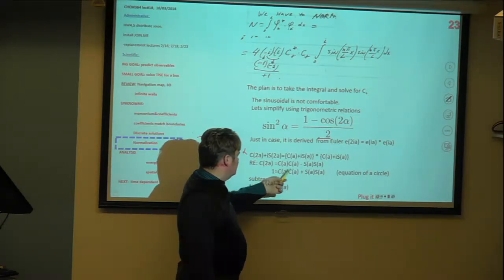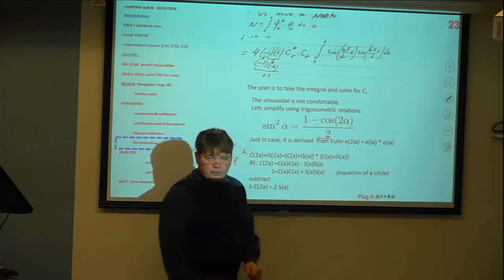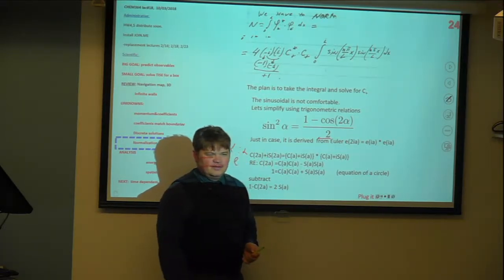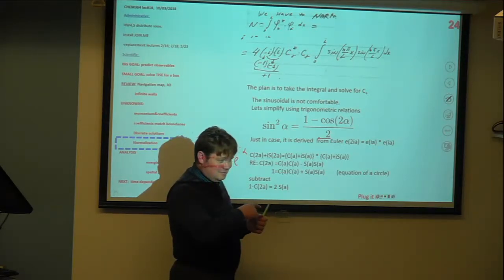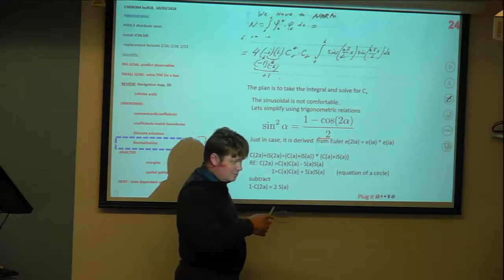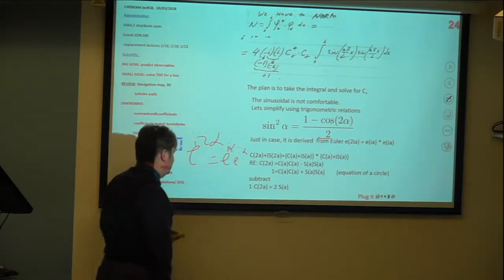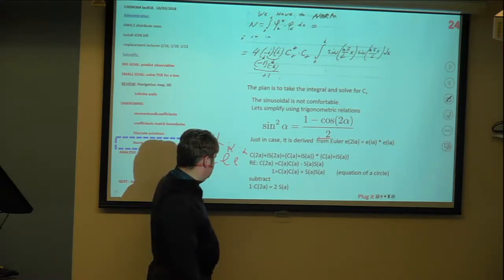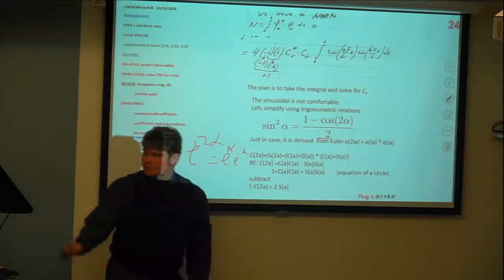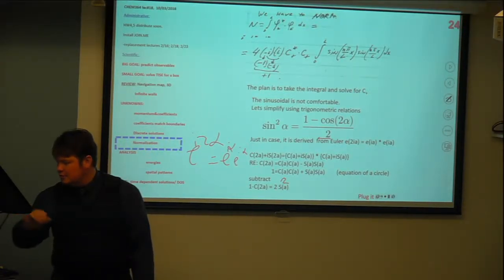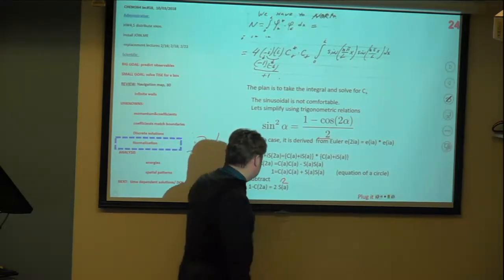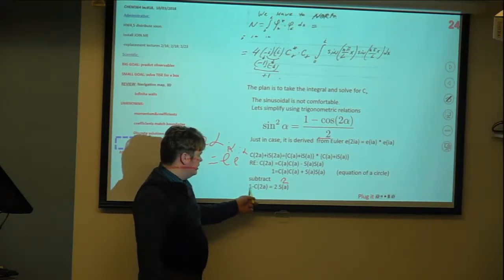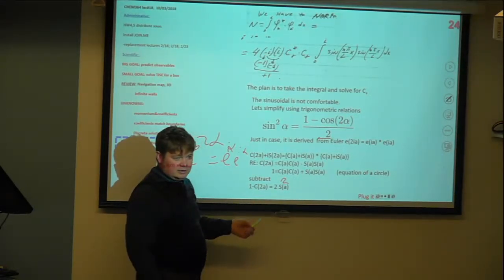If you add together cosine square plus sine square, it will be equal to 1. It's a question of a circle, the equation of a circle. If you subtract these equations, you get 1 minus the cosine of the double argument equals 2 sine squared of the single argument. Therefore, any time we see sine squared of a single argument, we can replace it by 1 minus cosine of the double argument. It will be a little easier to take.